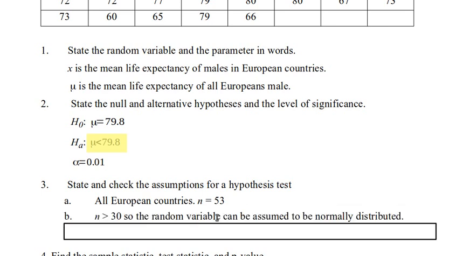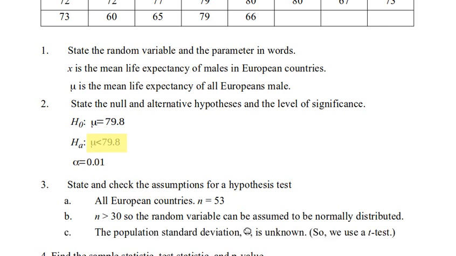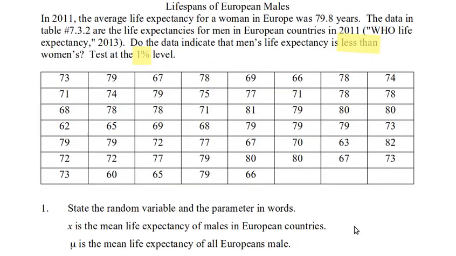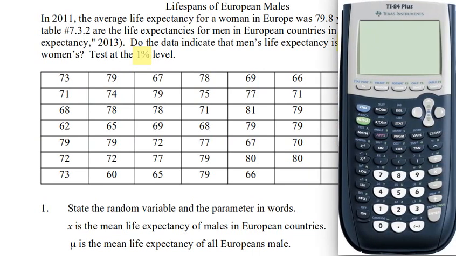So n is greater than 30, so the random variable can be assumed to be normally distributed. And that last requirement is simply that we're doing the correct test. The population standard deviation sigma is unknown, so we are correct to do a t-test and not a z-test. So now we're going to go into our calculator and get the sample statistics. And to do that, we need to load this data into our calculator.